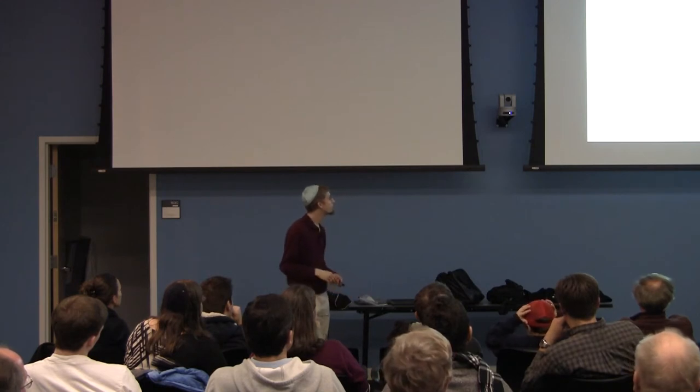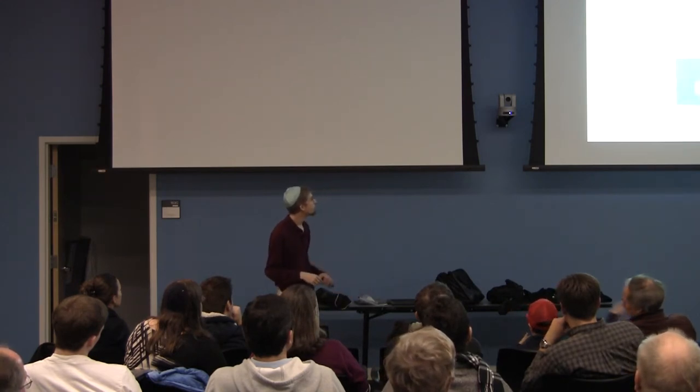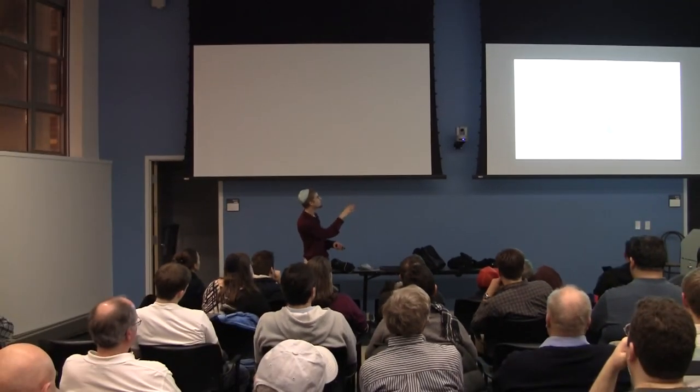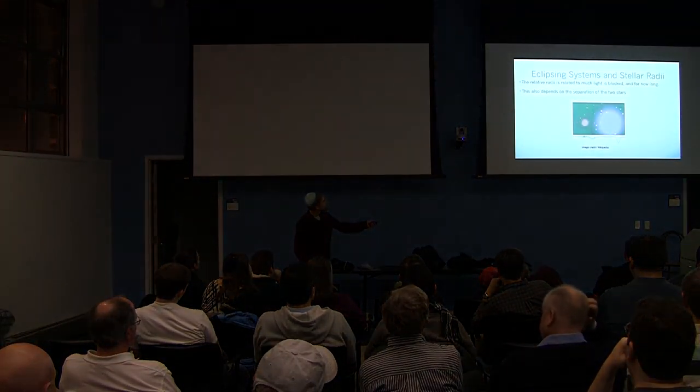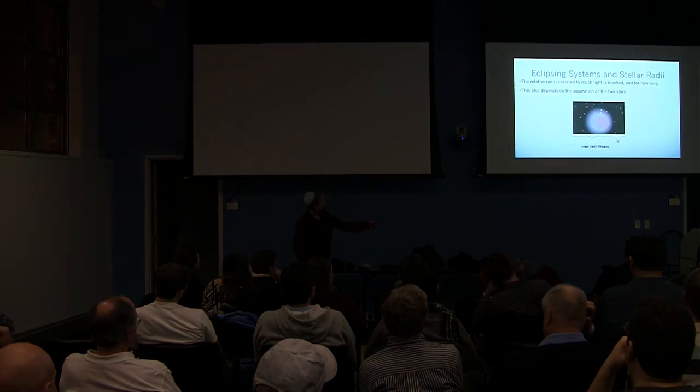So here's sort of a video of what's going on. You have these two stars, and one of them goes in front of the other one, and the other one does. And for a while, you have the combined light of both of them. So here's the total amount of light you see. And then during the eclipse, it gets dimmer.